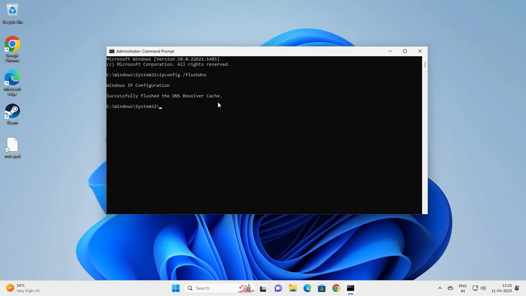Next thing you want to type netsh space winsock space reset. Press enter, guys. Successfully reset the Winsock catalog. You must restart the computer in order to complete the reset.